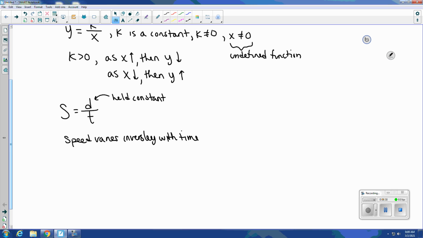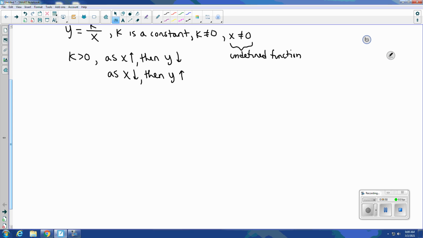So that can be shown through a manipulation of the equation. If we multiply both sides by t and then divide by s, we could flip that equation to show that t also varies inversely with speed. So either way, we see that increasing one decreases the other, or vice versa, when we hold the distance at a positive constant. So there's an application for an inverse variation relationship.